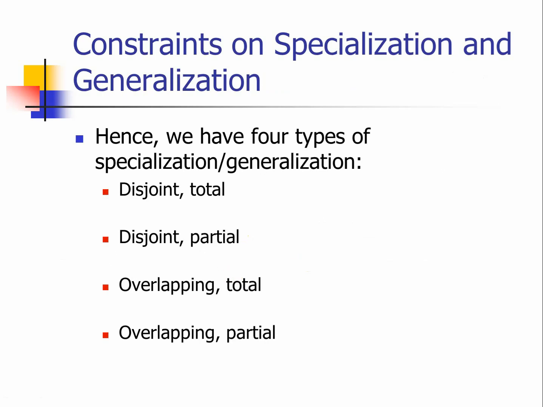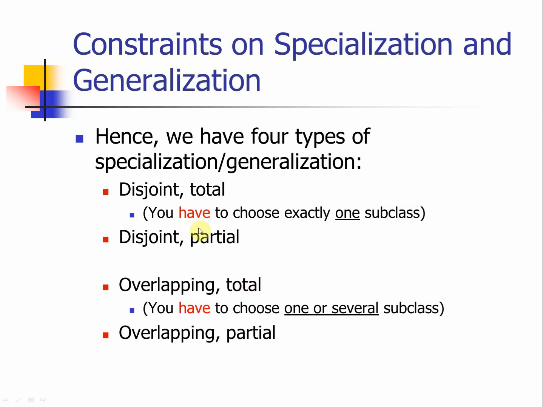And therefore, if we try to combine those 2 constraints together, there are 4 choices because each constraint has only 2 choices. If we focus on the total constraint, because we put a double line over there, if you put a double line and disjoint, this might be the most strict constraint that you can create, indicating you have to choose exactly one subclass. So only one, and you have to choose that. If it is total, that means you have to, but you put an overlap over there, that indicates you have to choose one or several subclasses.